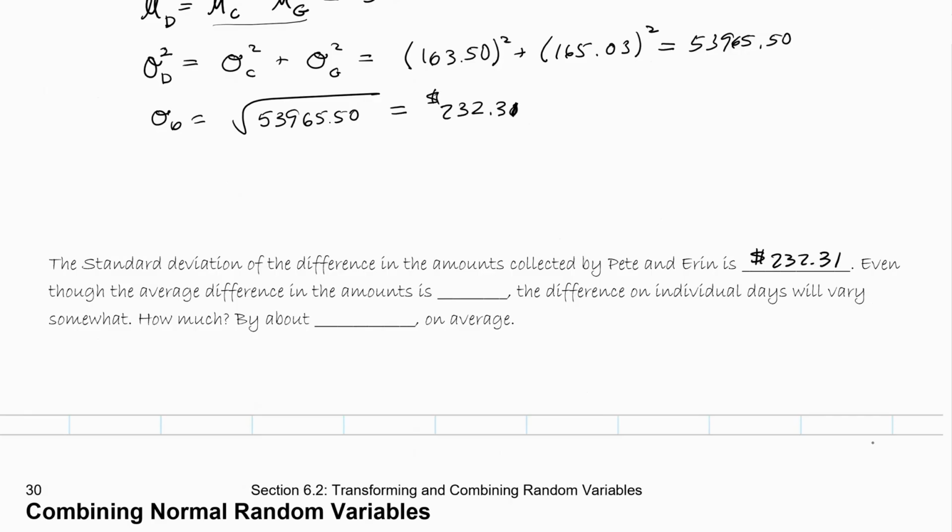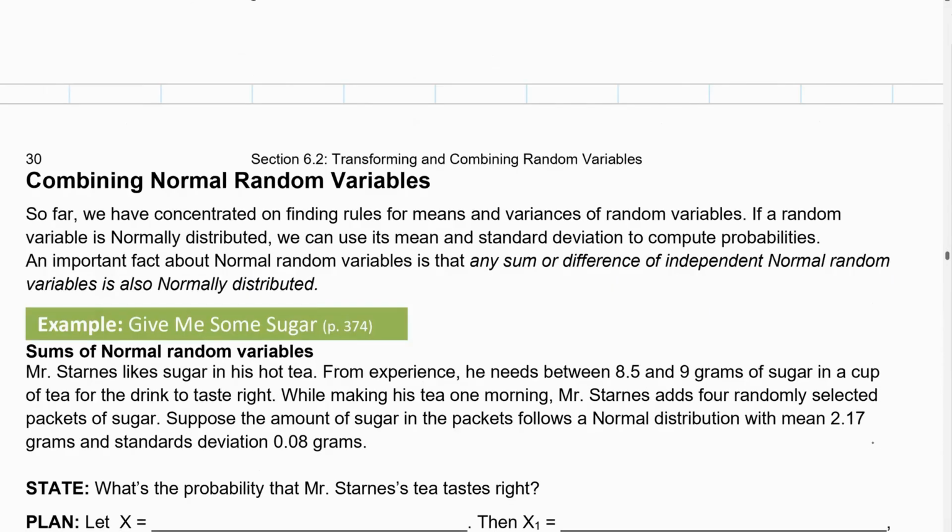So to sum up, the standard deviation of Pete and Aaron was $232.31. So even though the average difference is $20, the difference for an individual day may vary a lot. How much? Well, by $232.31 on average.